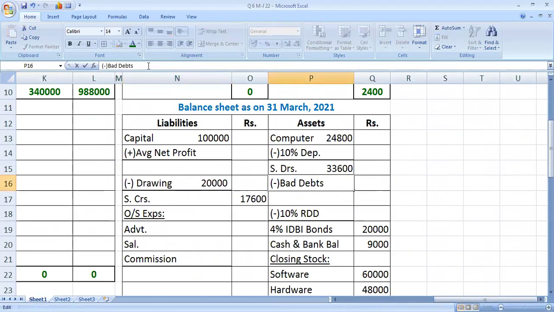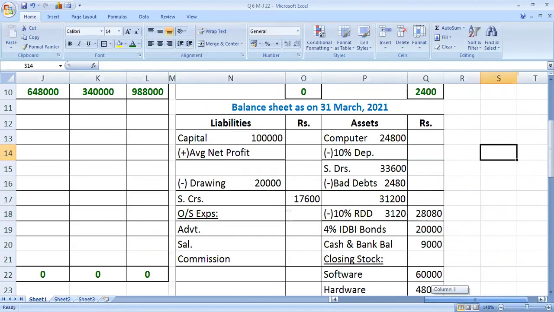Bad debts 2,400. 33,000 minus 600, 33,600 minus 2,400, remaining balance is 31,200, less 10% RDD, that is 3,120, remaining balance is 28,080. Effect goes to the profit and loss account debit side.